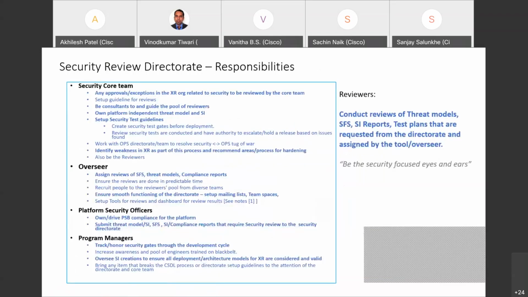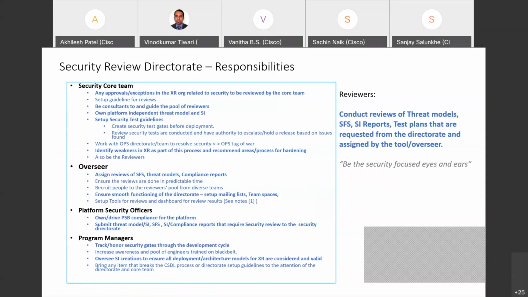What are the responsibilities? This slide is too much info, but I had to put it here. The reason is each point we had put some thought to it. So I'll not cover it in detail; I'll go over the summary of the expectation.